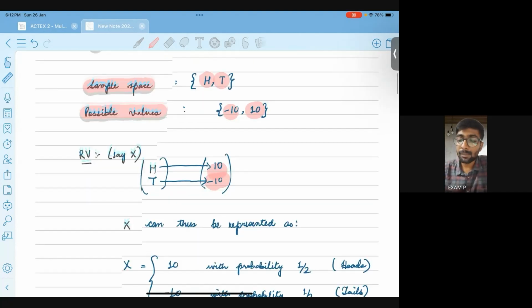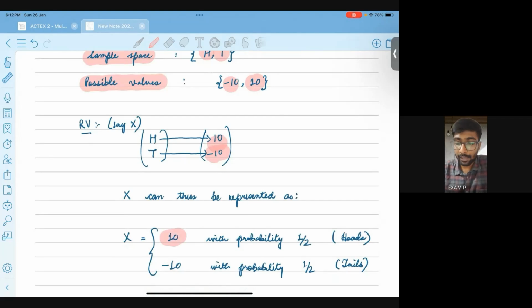So x can thus be represented as follows. So x is equal to 10 with probability half whenever you get a heads, and it will be minus 10 with probability half when you get a tails. So now these actual outcomes, these are not relevant anymore. By actual outcomes I mean when you carried out this experiment of tossing a coin, it's not important in the context of a random variable. You only want to know what this heads is mapped to. So on getting a heads, what is the final outcome? That's what is important for you. These heads and tails themselves are not important.